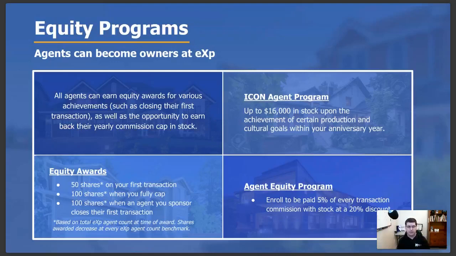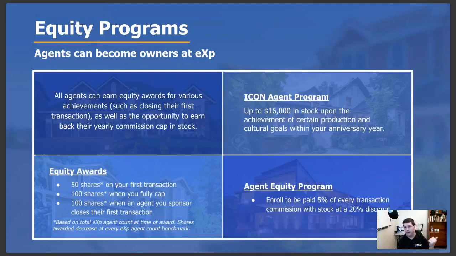And the last one is the agent equity program. We take advantage of that as well. So we take advantage of all three of these programs. We haven't finished our first year, so we're still in the Icon agent program as of this taping. Enroll to be paid 5% of every transaction.